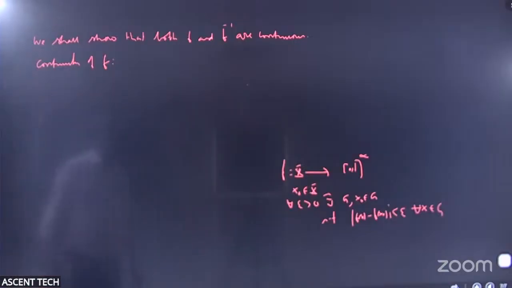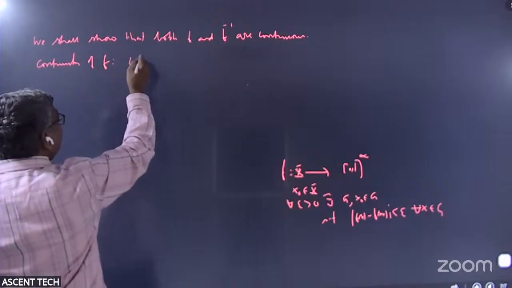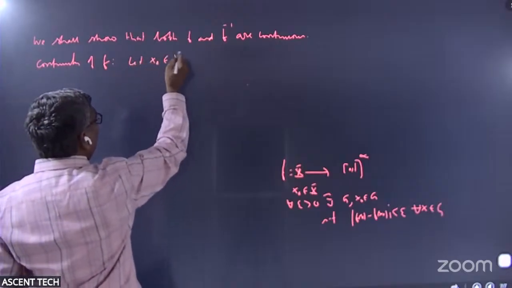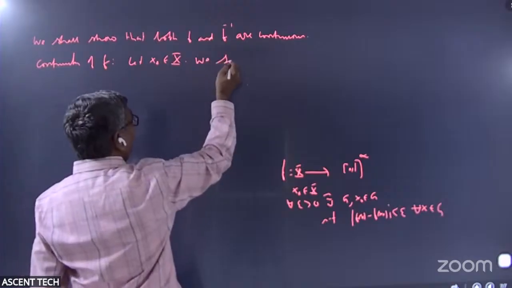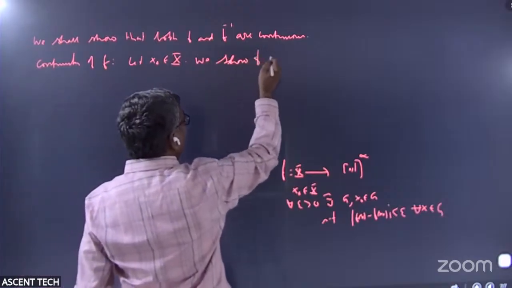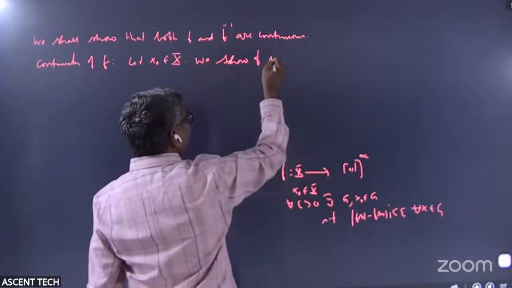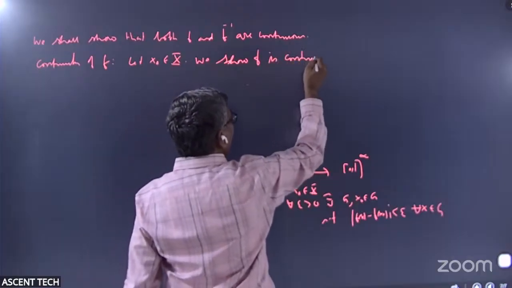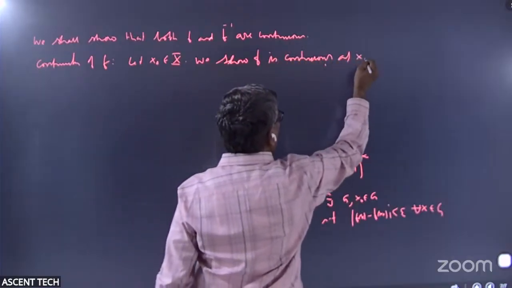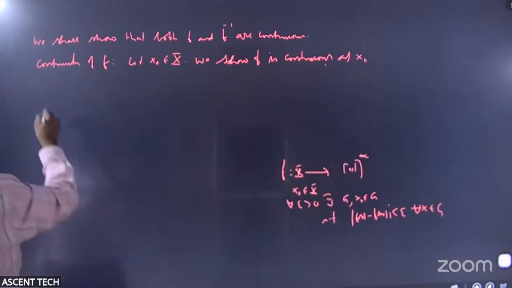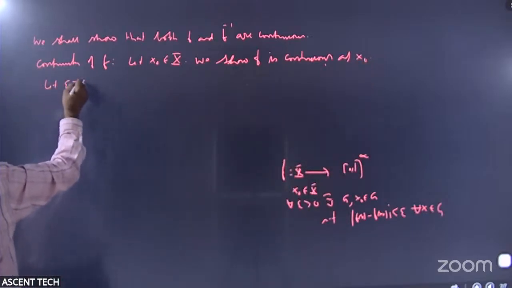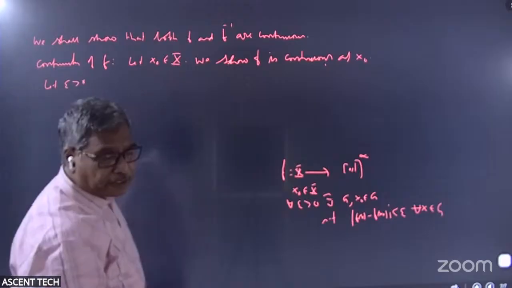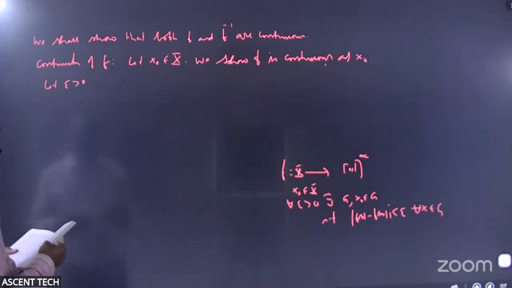Okay. So take an epsilon, let epsilon be greater than 0. And first of all, take an x naught in X, continuity of f. Let x naught be in X. We show f is continuous at x naught. So take any epsilon greater than 0. I have to produce an open set G around here.